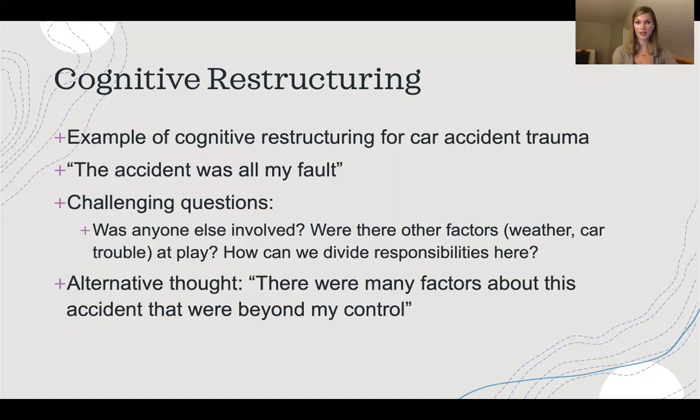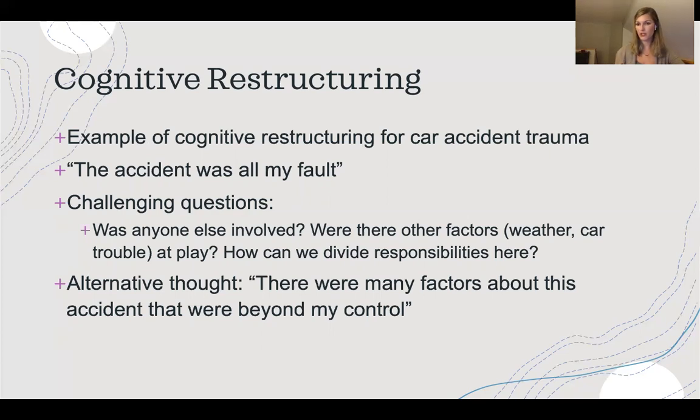An example of how this might work: if we were working with a client whose traumatic event was a car accident, an example of how cognitive restructuring might work is if the thought that we're identifying is, this accident was all my fault. We might ask some challenging questions. So, was anybody else involved in the accident or was it just you? Were there other factors that might have been at play here, things like weather or car trouble? How can we divide the responsibilities?